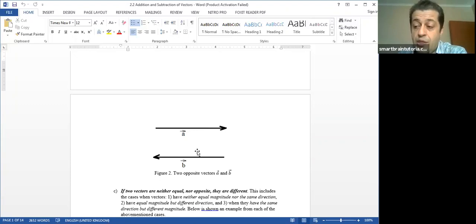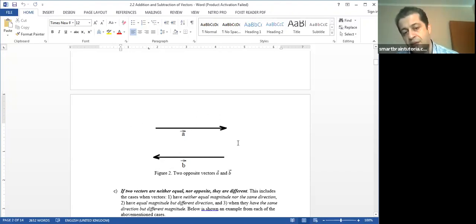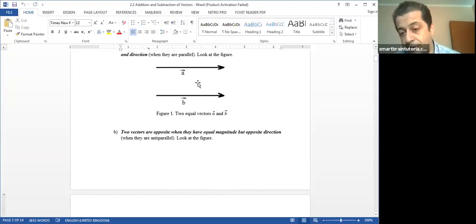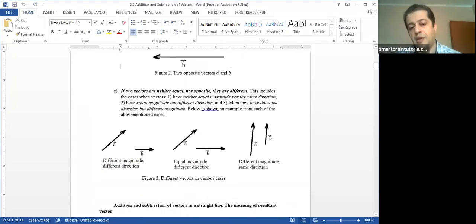Equal vectors are when they have both magnitude and direction the same. Opposite is when they have the same magnitude but opposite direction. That means when these two vectors form an angle of 180 degrees to each other. If I place the vector B here, we are obtaining two vectors that are in opposite directions, so they have 180 degrees with each other. Equal vectors have an angle of 0 degrees to each other, and all the other cases represent different vectors.